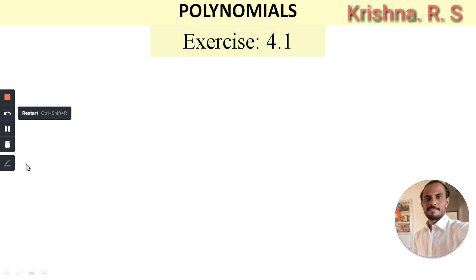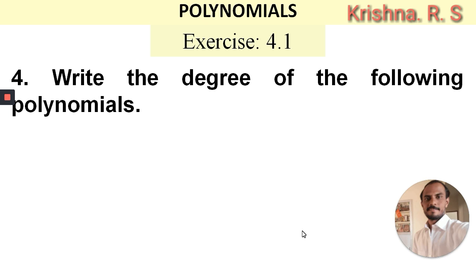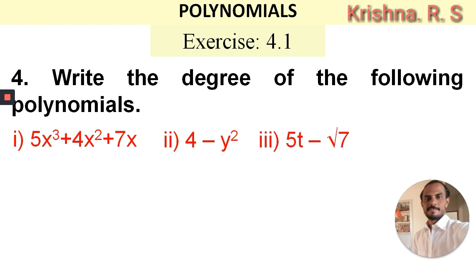The question number four: write the degrees of the following polynomials. The first is 5x cubed plus 4x squared plus 7x. The second is 4 minus y squared, the third is 5t minus root 7, and the fourth is 3. Solution: we have to see what the degree of each polynomial is.